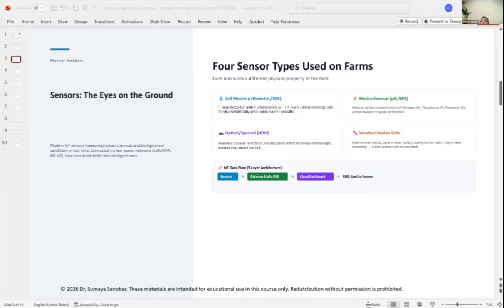And how is this process being done? This process is done on the basis of all these sensors that collect the information, process it through a cellular network or whatever network is available, and then the information is stored, and then it is sent to the farmer in the form of an SMS alert.